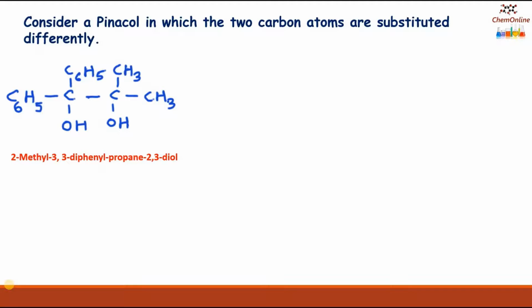Now let's consider another example in which the two carbon atoms are substituted differently. For example, in this compound, 2-methyl-3,3-diphenyl propane-2,3-diol, one carbon atom has two phenyl groups while the other carbon has two methyl groups. In the earlier example, both the carbon atoms were substituted by methyl groups. But here, the two carbon atoms are substituted differently.